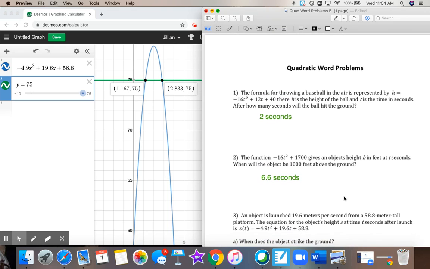You guys are going to be completing 3 very similar problems for your homework tonight. If you have any questions, please feel free to contact Ms. Zielinski or myself. Use Desmos for this. I promise you it'll be 10 times easier if you use Desmos than if you try to just do it by guessing or by using math. So use Desmos. It'll help you a lot. If you have any questions, please contact us.